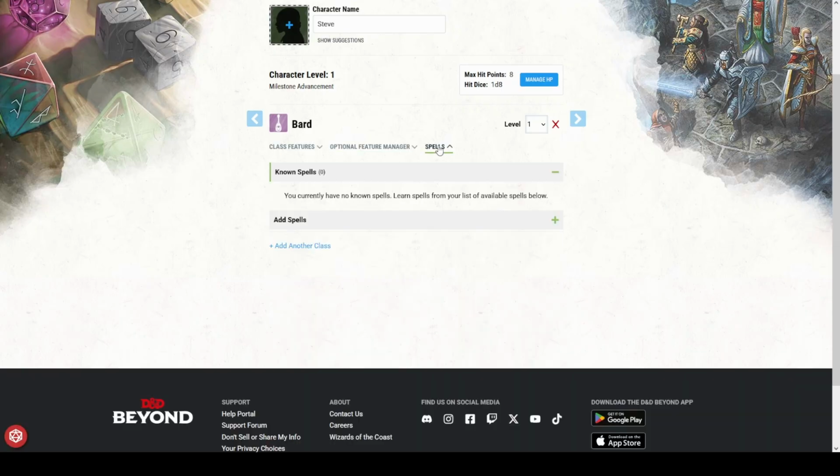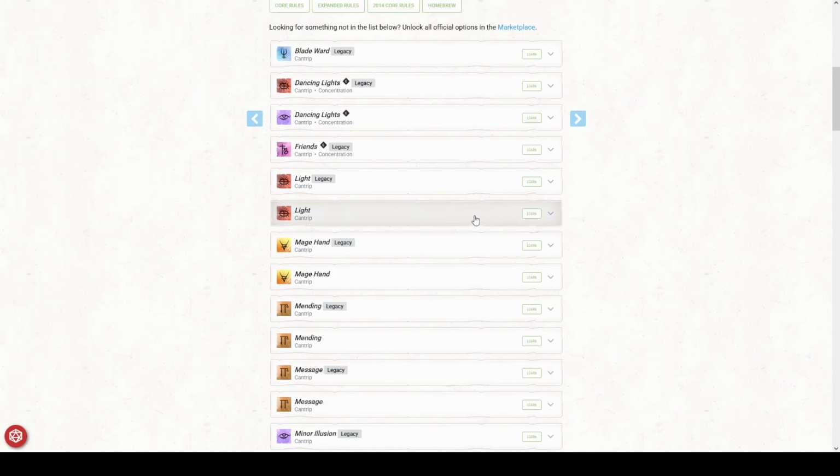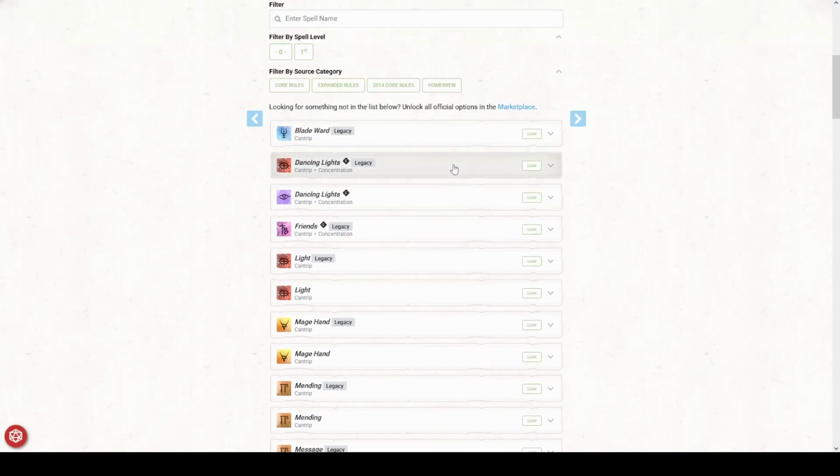So, and then we get spells. Spells are important for bards. They're one of your bread and butter features. So these are spells. You'll notice that some of these spells have different symbols around them or whatnot.